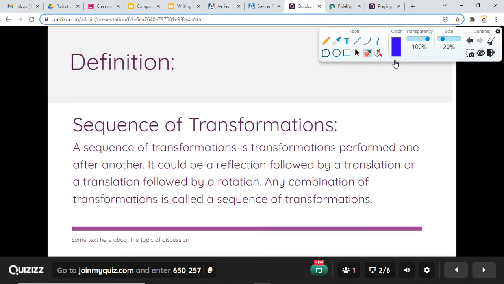All right, so take a second here, get this all written down. But again, a sequence of transformations is simply two or more transformations performed one after another. So if you need to pause the video, feel free to do that.